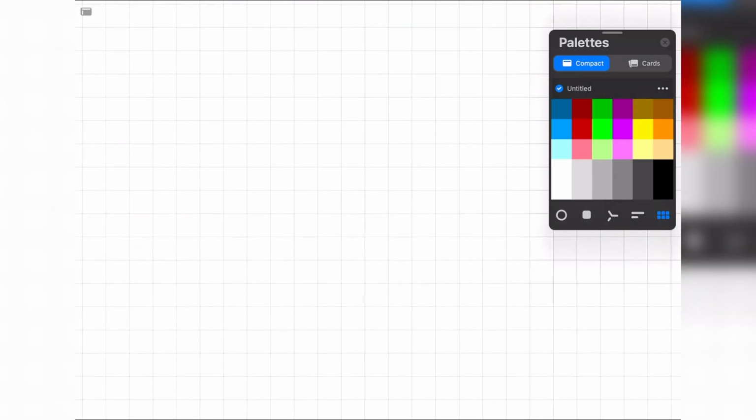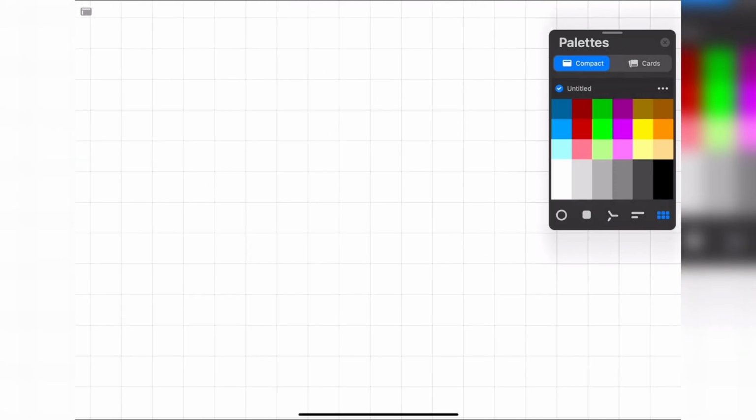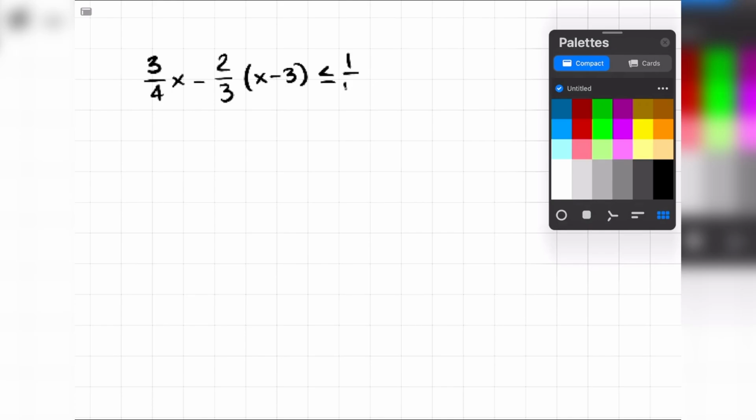Next question. This one is one of those questions where if you look at it too long, you might get overwhelmed. You really just have to trust the process and stick to your math, be confident, and use what you've learned. So the question is 3 over 4x minus 2 over 3, parentheses, x minus 3 is less than or equal to 1 over 12, parentheses, x plus 24.